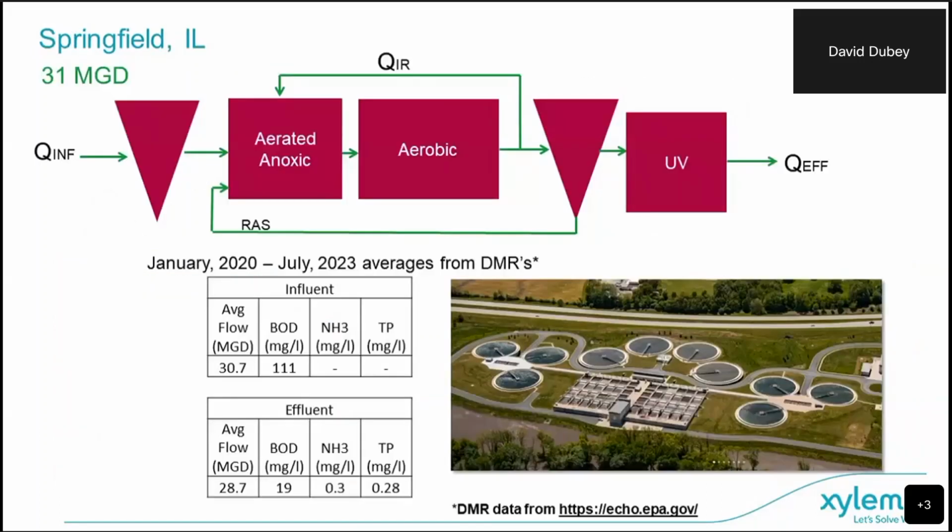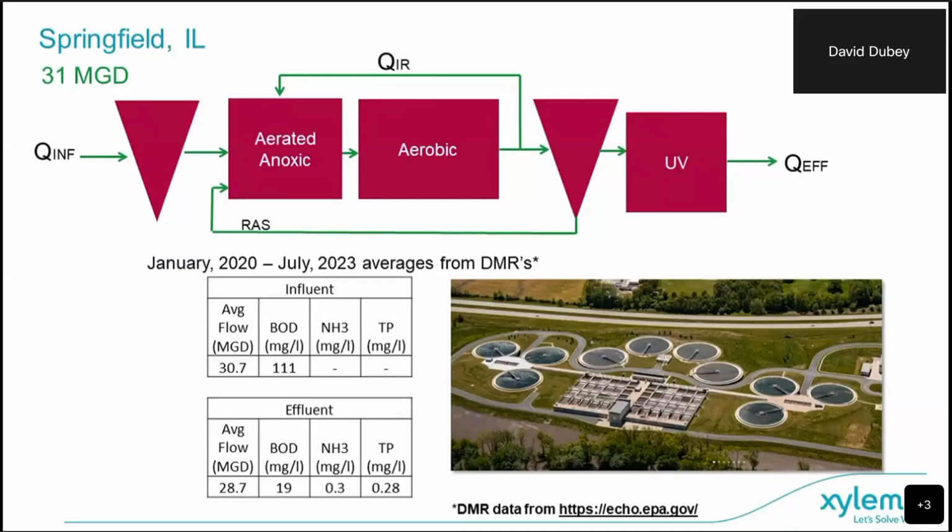And here's one example, Springfield, Illinois. We have VLR. This one, though, has primary clarifiers, which typically, if we have a low influent BOD like this of only 111, we would recommend against, because we're not going to have enough BOD for nitrification. But in this one, they're doing some unique things with their primary clarifiers to help with the phosphorus removal. As a result, you can see their phosphorus is down to 0.28.